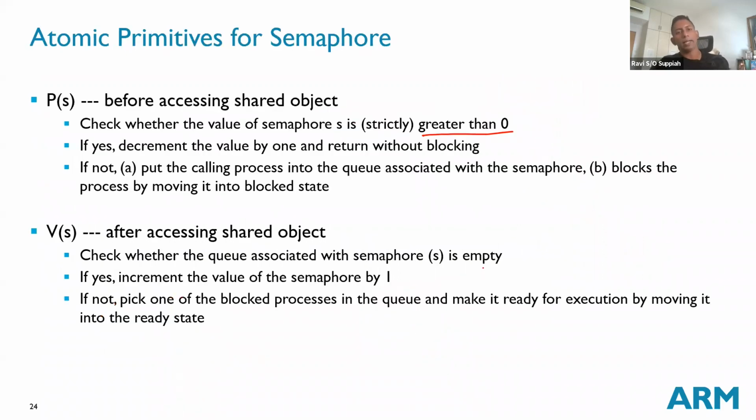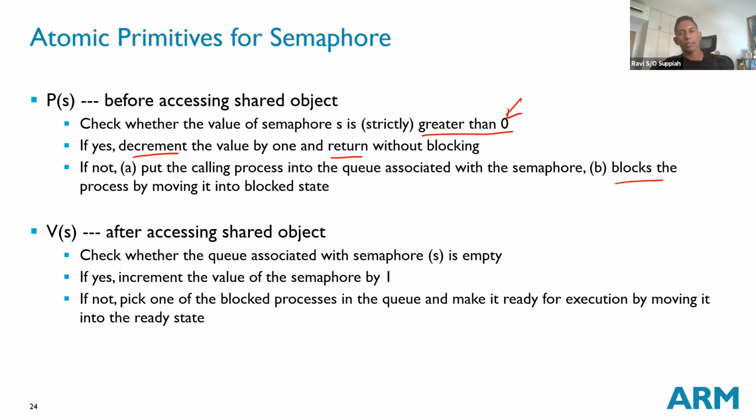The idea is I must always take the semaphore first, but I can only take it if it's greater than 0. If it is greater than 0, the resource is available, so I can take it, decrement the value, return and carry on. But if it is 0, there are no longer any resources available. Then I need to block the process. That is what happens when you try to take a semaphore. If it's available, I take it and carry on. If it's not available, the OS will put it to a blocked state.